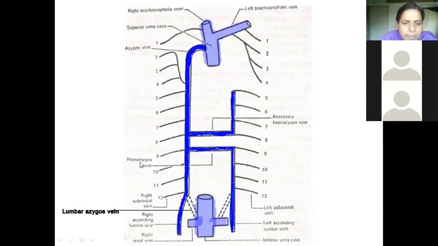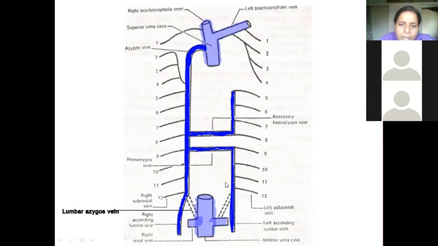This is the hemiazygous. Okay, 9th, 10th, 11th, 12th, they are draining into the hemiazygous. From here it is now draining into another vein. Where does all the blood go from here? Superior vena cava. Is that clear now?